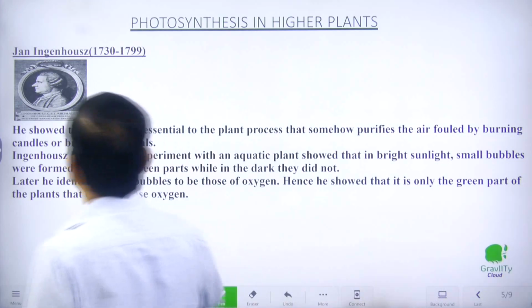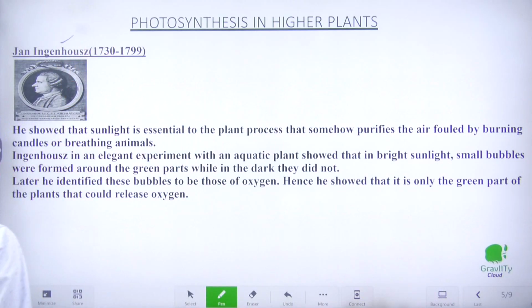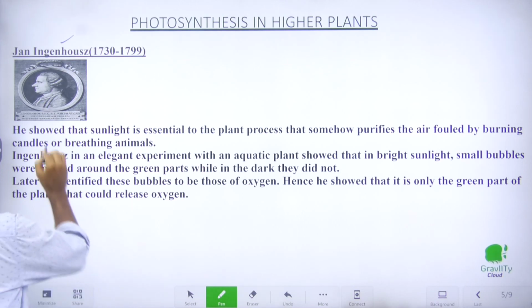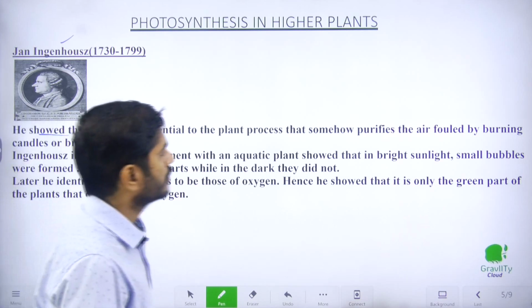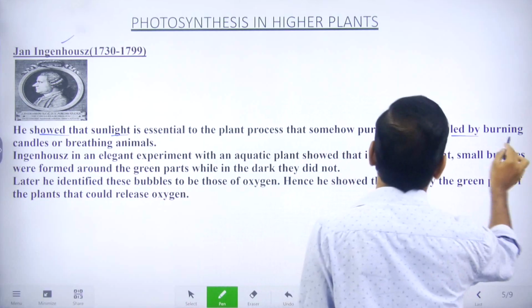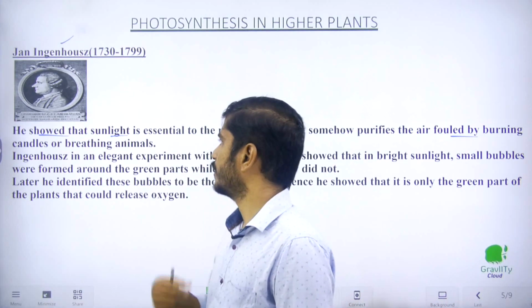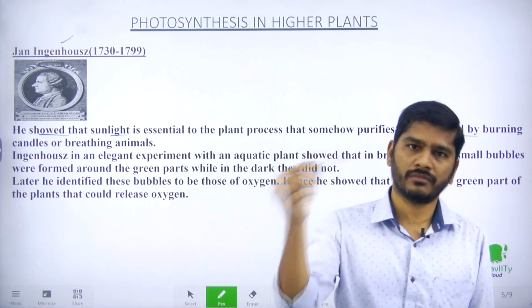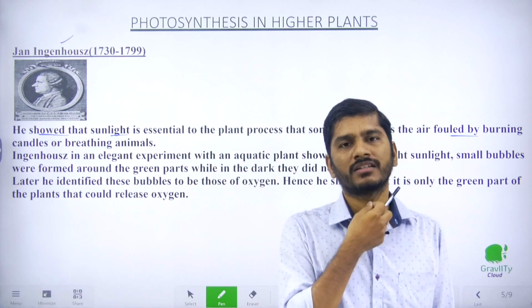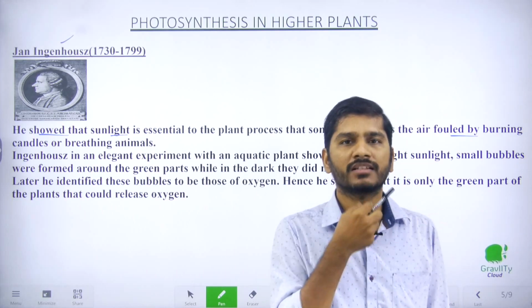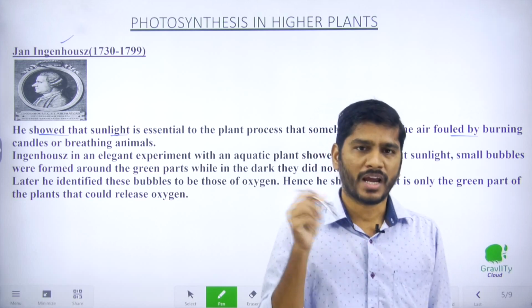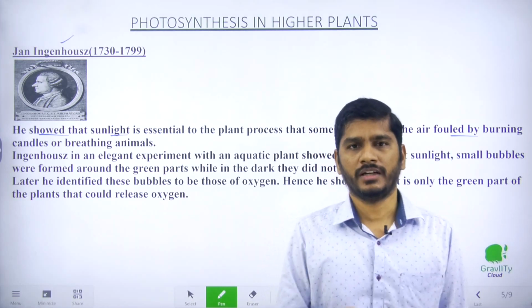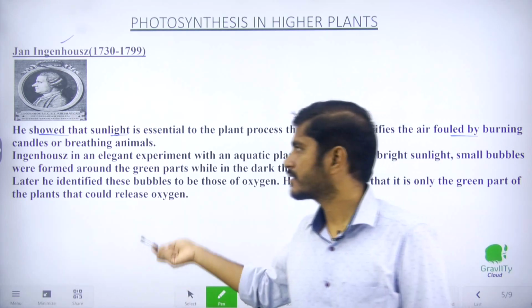Next, one more scientist, Jan Ingenhousz. He showed that sunlight is essential to the plant's process, which somehow purifies the air fouled by burning candles or breathing animals. I mean, he proved that sunlight is essential. Previously, Priestley told that plants replace something lost from the air, that is oxygen. But for plants to restore it, it requires something. What is that? That is sunlight.